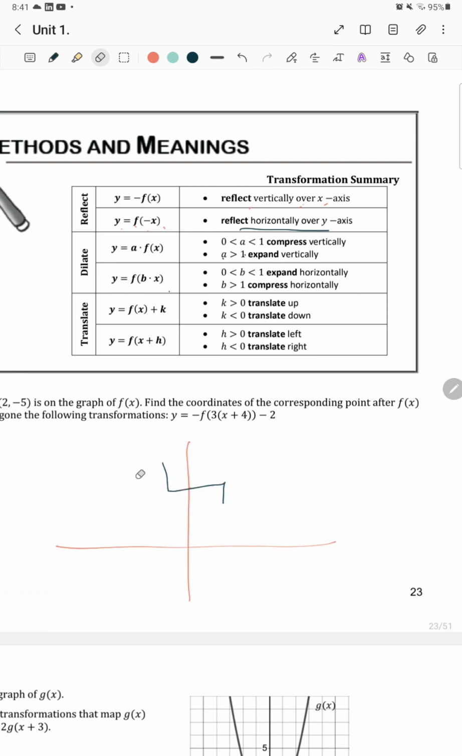And for the last one, f of x plus k. If k is greater than 0, it's going to translate up. If k is less than 0, it's going to translate down. If it is f of x plus h, there is something added to this x, then if h is greater than 0, translate left, and if h is less than 0, then translate towards the right. Opposite is going to happen over here.